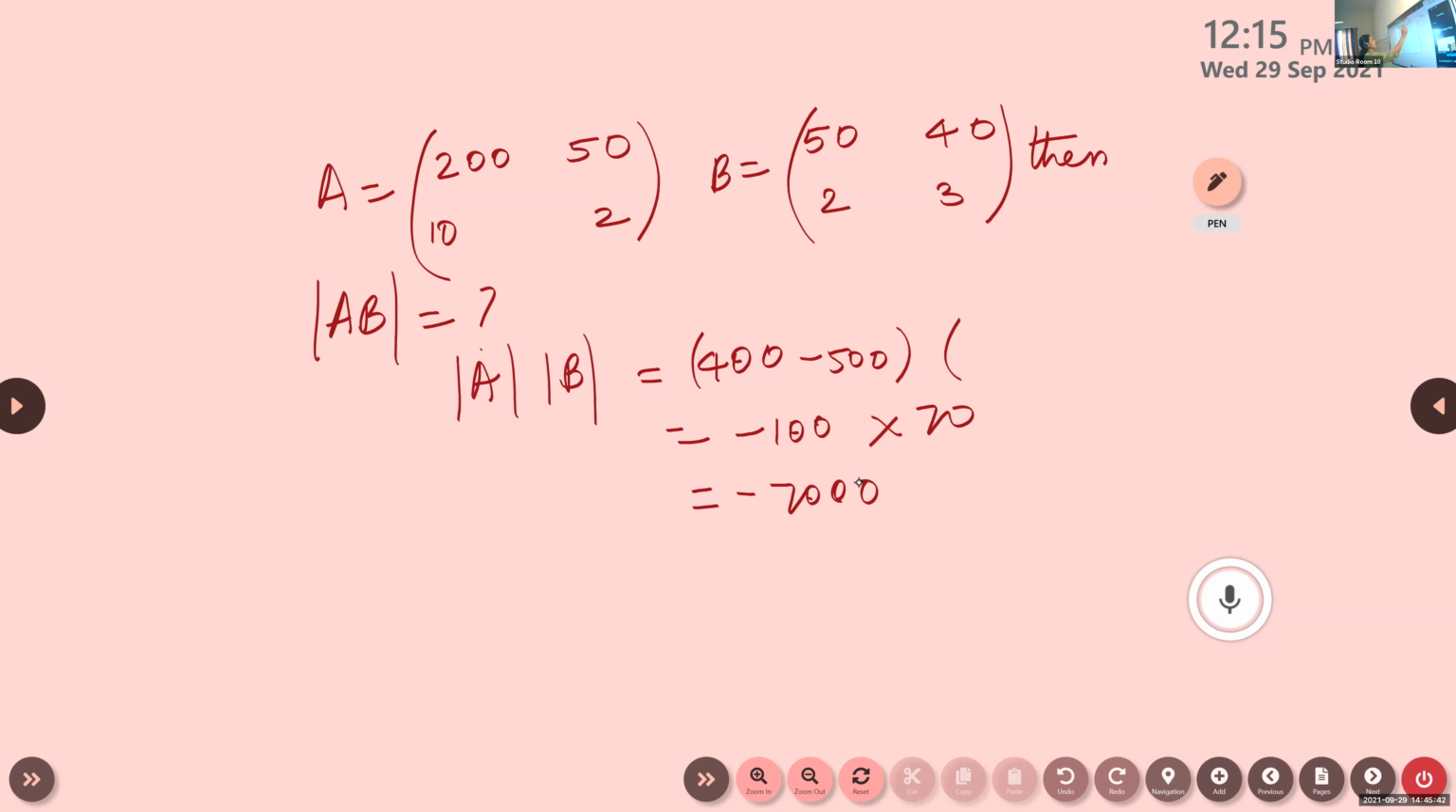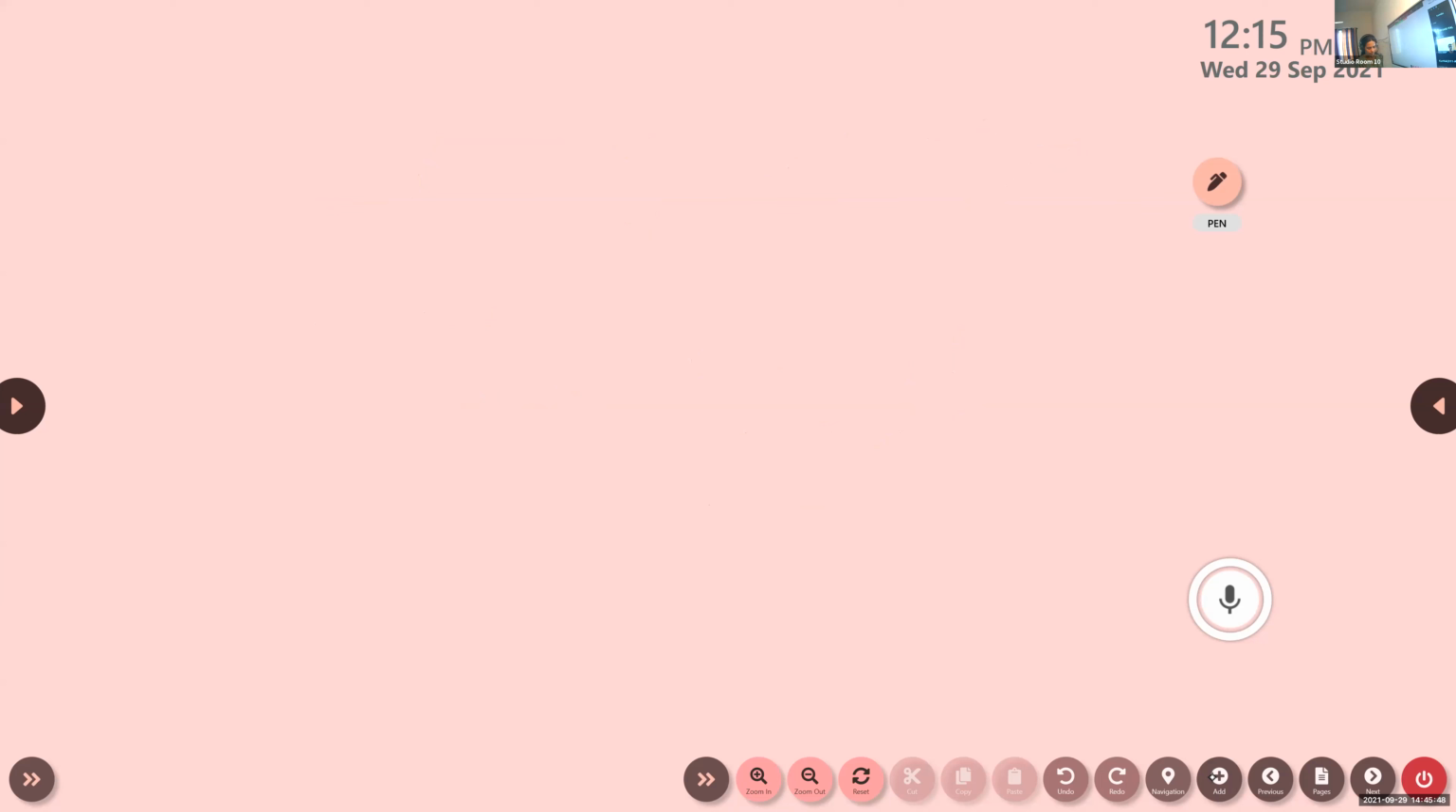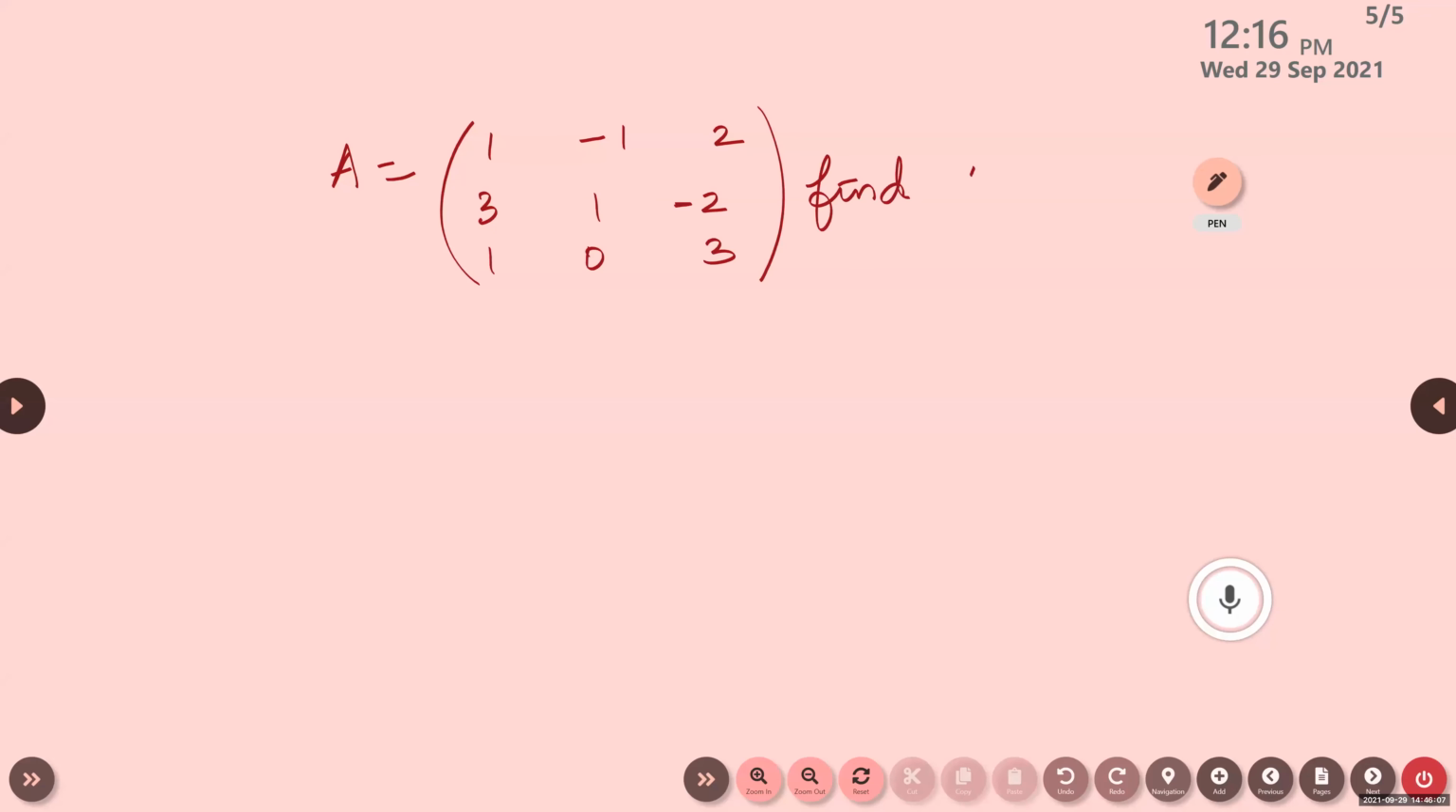Okay. Then write the next one. A is equal to matrix 1 minus 1, 2, 3, 1 minus 2, 1, 0, 3. Find adj. How to find adj?